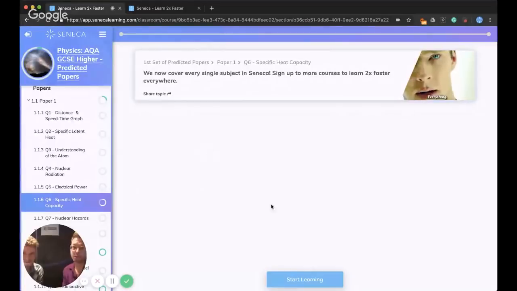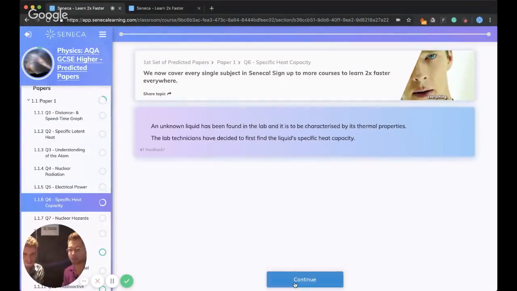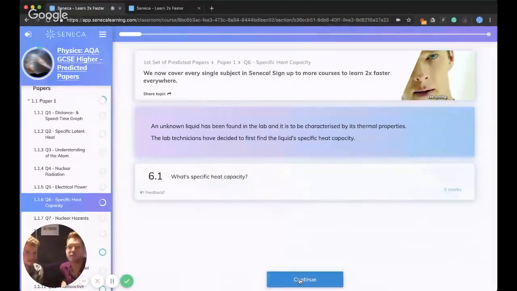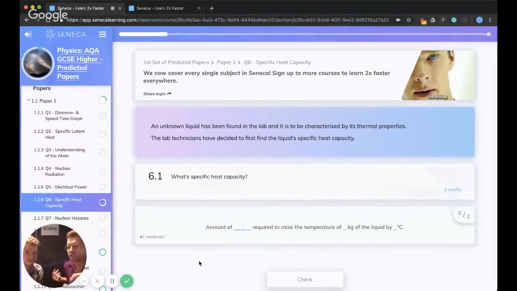Next, we're going over some specific heat capacity questions. We have an unknown liquid, which has been found in the lab, and it's characterized by its thermal properties. The lab technicians have decided to find the liquid's specific heat capacity. What is the specific heat capacity? This is a very key definition question, and it always comes up in the exams. It's good to know.